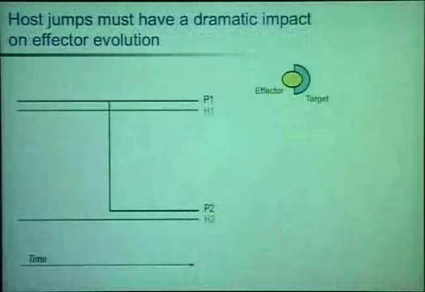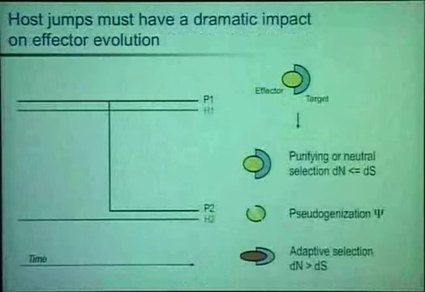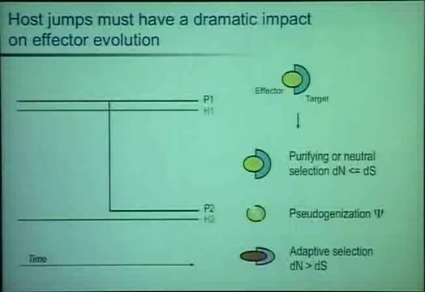So a very obvious model is that we expect the host jump to have a very dramatic impact on the effector genes. And the reason is that these effectors function inside the plant cell, right? Remember that. So they have a target. And so we can expect that in many cases, when the host jump occurs, these effectors are now sitting in a plant cell from a different botanical family. So we expect the targets to either be missing or be quite divergent. So we expect either the effector to become useless or to adapt to that new target.